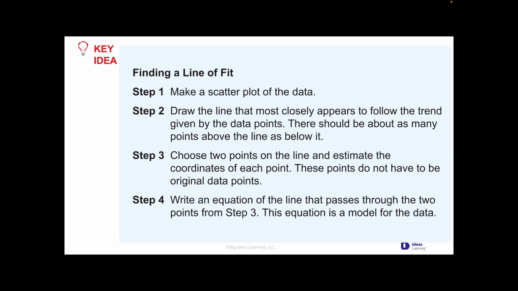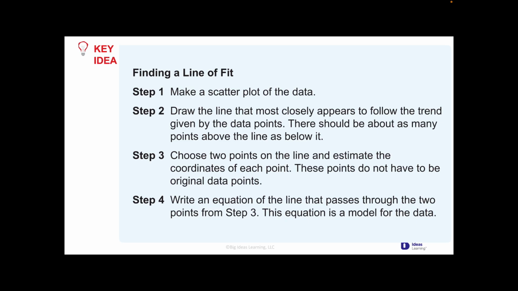Make a scatter plot. This is the easiest part. If you know your X and Y coordinates, you are able to create a scatter plot, so please practice if you don't. Draw the line that most closely appears to follow the trend given by the data points. There should be about as many points above the line as below it. That just means it wants it evenly distributed. If there's 10 points above this line, there should be around or exactly 10 points below it as well.